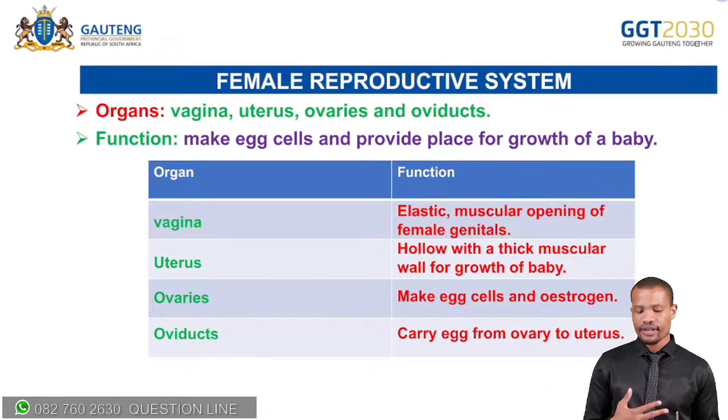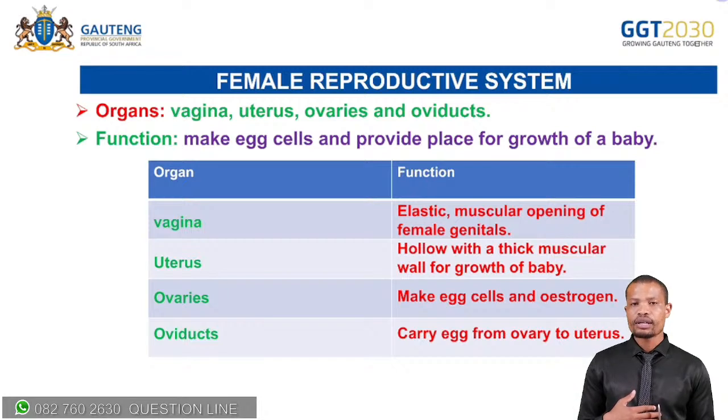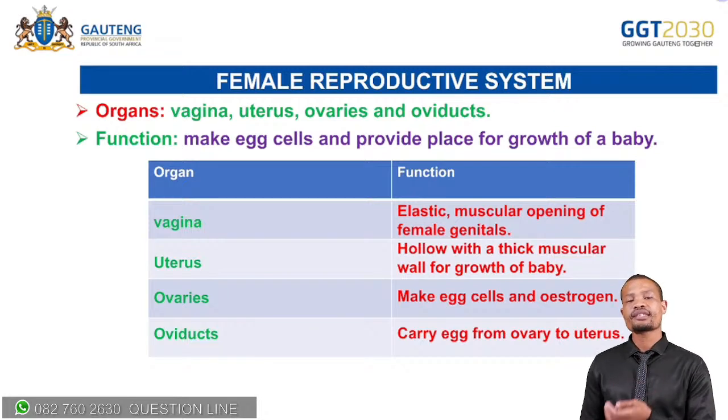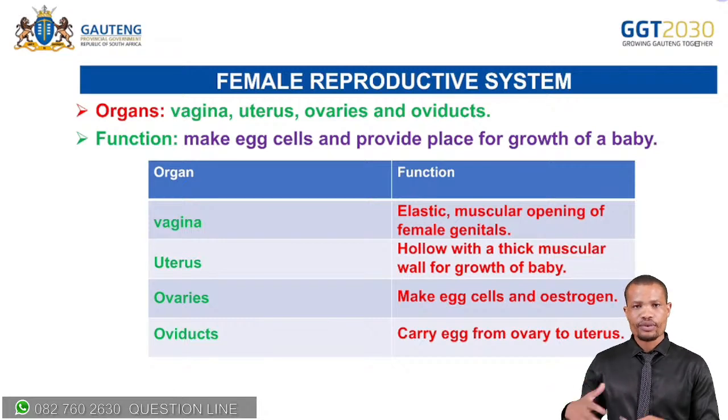Then we have the uterus. It is hollow with a thick muscular wall for the growth of a baby. It houses the growing baby over a period of 9 months. Okay, and it is where the fertilized egg sinks into during implantation for the growth of a baby.